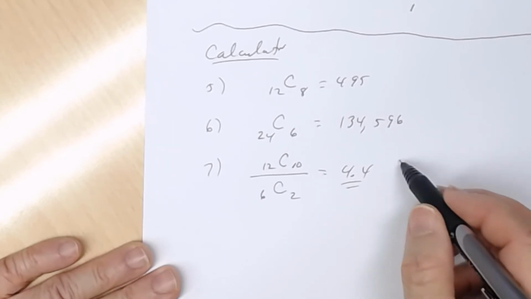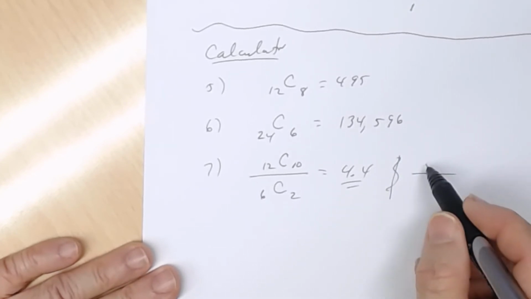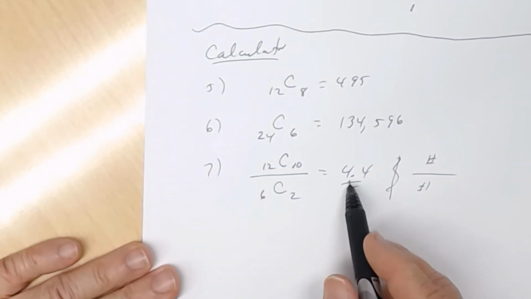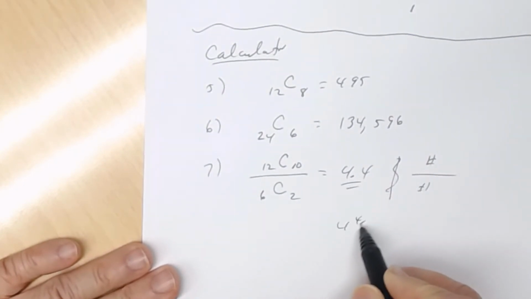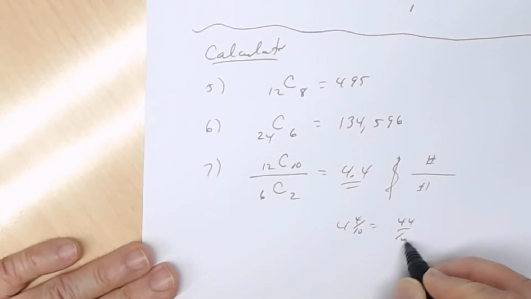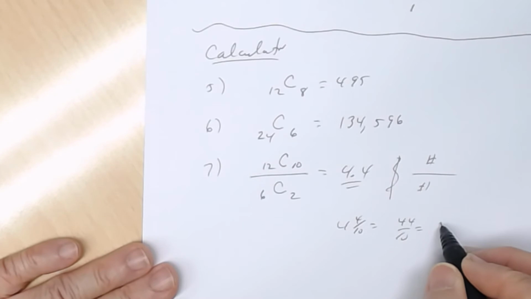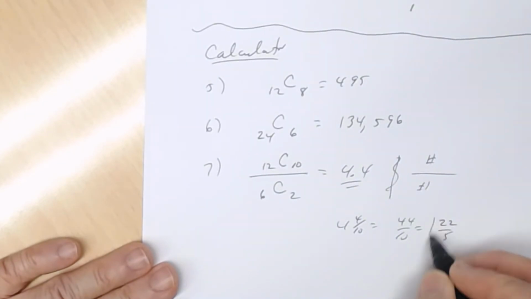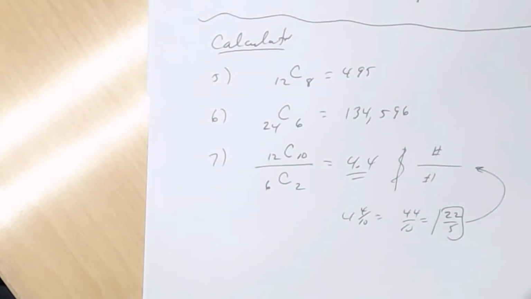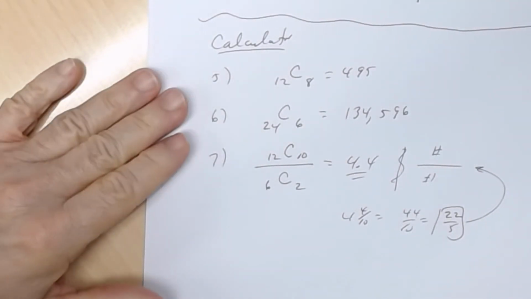In this case, it would really be some number divided by some number. So it would be 4 4/10. If you were to reduce this, that would be 44 over 10, which is 22 over 5. That's what you would get up here, 22 over 5. All right.